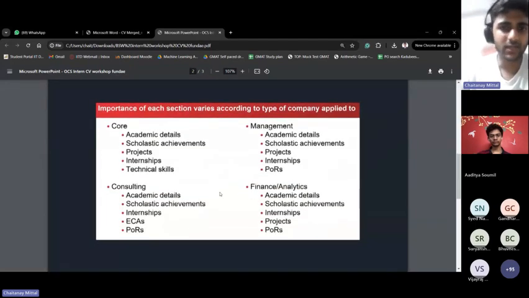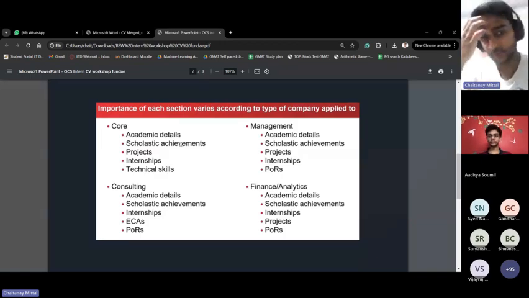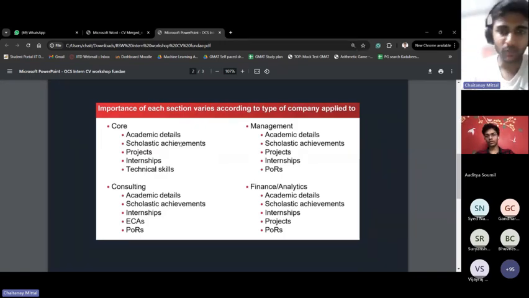If you can see the slide, I don't own the slide, by the way. This was introduced to me during my intern season. So this will give you a broad idea of in which sector, which sections are important. As you can see in the bottom right, for finance and analytics, academic details and calls are very important. Internships and projects, as I emphasized again, and then comes at the last PORs and ECs. So you can take a screenshot of this.